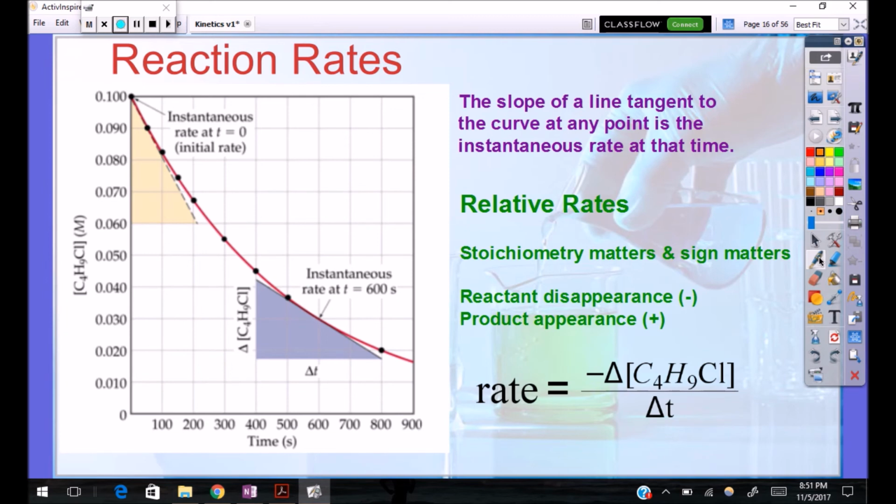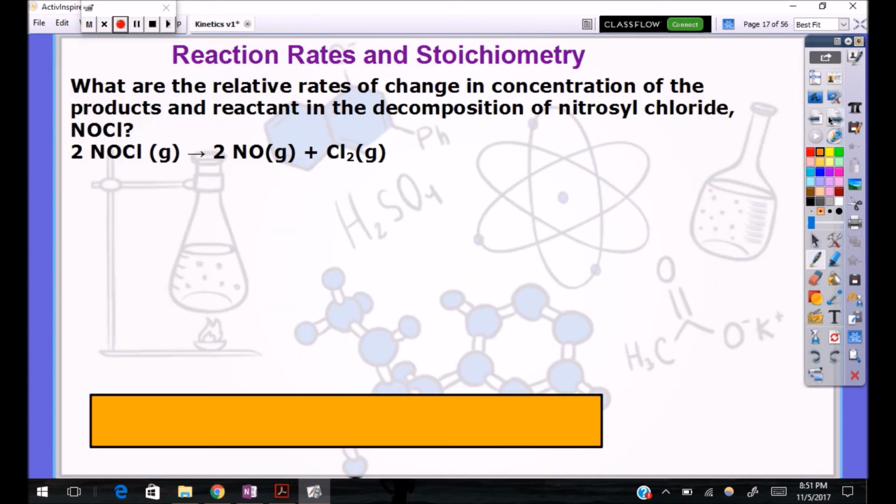When we're talking about rates, it's usually the change in concentration of our reactant over time, but we can also relate it to the product and how the product is appearing over time. So that's why it's called relative rate, right? We want to look at these things in comparison to each other. So let's do our first example. It says, what are the relative rates of change in concentration of the products and reactants in the decomposition of nitrosyl chloride, which is NOCl?